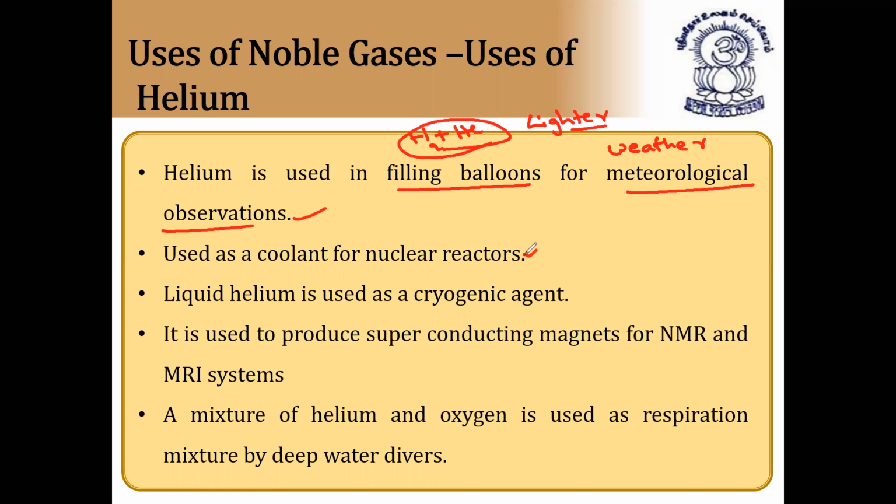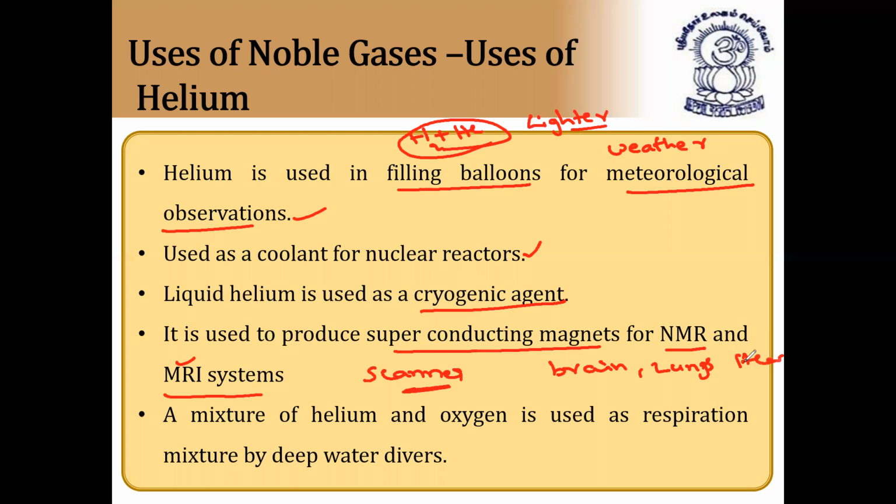It is used as a coolant for nuclear reactors. Liquid helium is used as a cryogenic agent. It is used to produce superconducting magnets for NMR and MRI systems. These two are scanners, MRI scan and NMR scan. It is a scanning machine by which, using these MRI systems, we can easily see the brain, lungs, heart of our body, abdomen, stomach, etc. So that's why it is used to produce superconducting magnets for NMR and MRI systems.